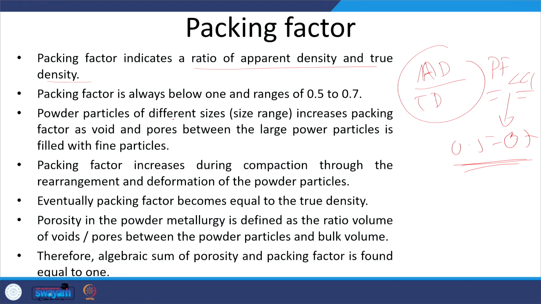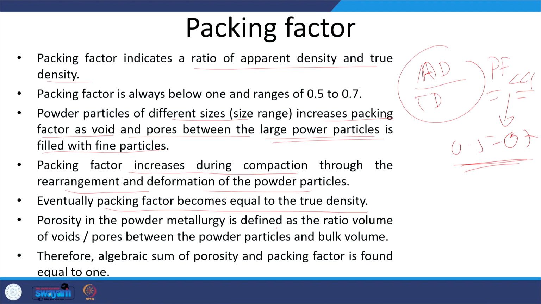Powder particles of different sizes in a size range increase the packing factor, because it minimizes the voids and the pores between the powder particles, especially when the large powder particles are filled with fine powder particles. And when the compaction is done, the gaps, voids and porosity between the powder particles will be reduced. So, packing factor increases during the compaction because of the reduction in these voids and pores, through the rearrangement and deformation of the powder particles. And if we continue the compaction, then eventually all porosity and voids will be eliminated, and our packing factor will become equal to 1, that is, the density will equal the true density.